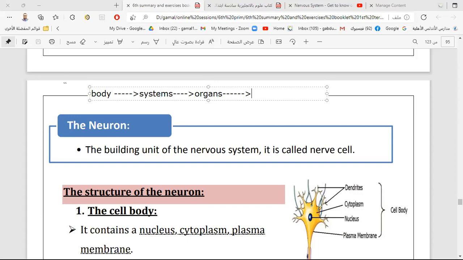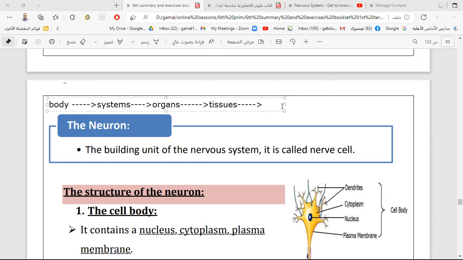Yes. We have many organs in every system. And after that, the organ is made up of many tissues. Like the blood is a tissue. The skin is a tissue. The muscles are a tissue, and so on.